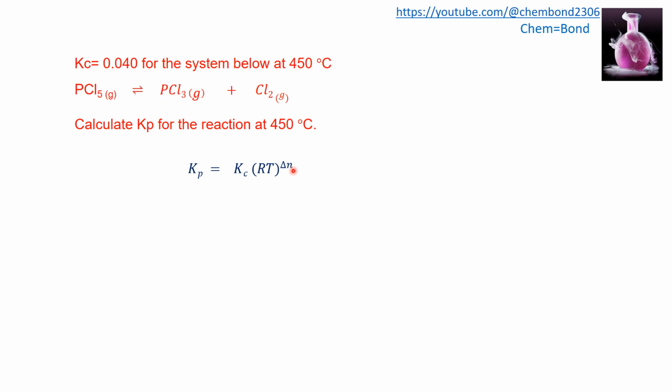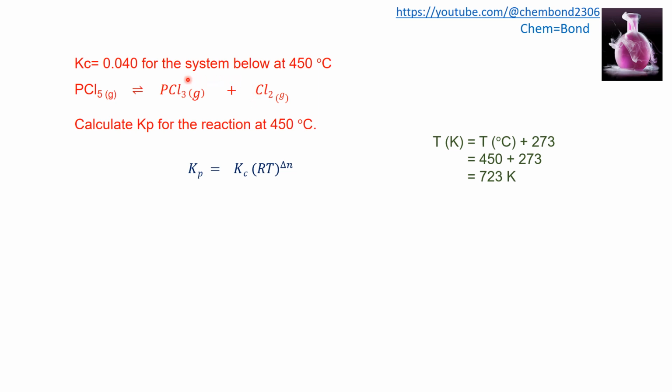Now first we will convert the temperature that is given in degrees C into Kelvin. 450 plus 273, we will get 723 Kelvin. Also delta N is equal to the sum of the number of moles of product minus the sum of the number of moles of reactant. If we look at the reaction, here is 1 mole and 1 mole, so 1 plus 1 is 2.